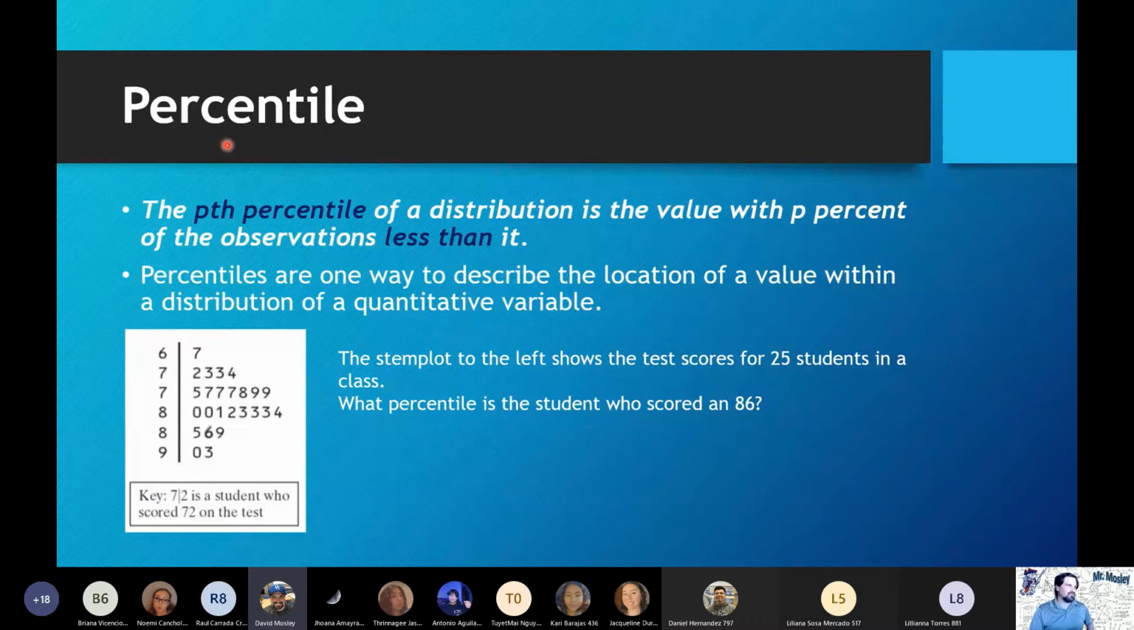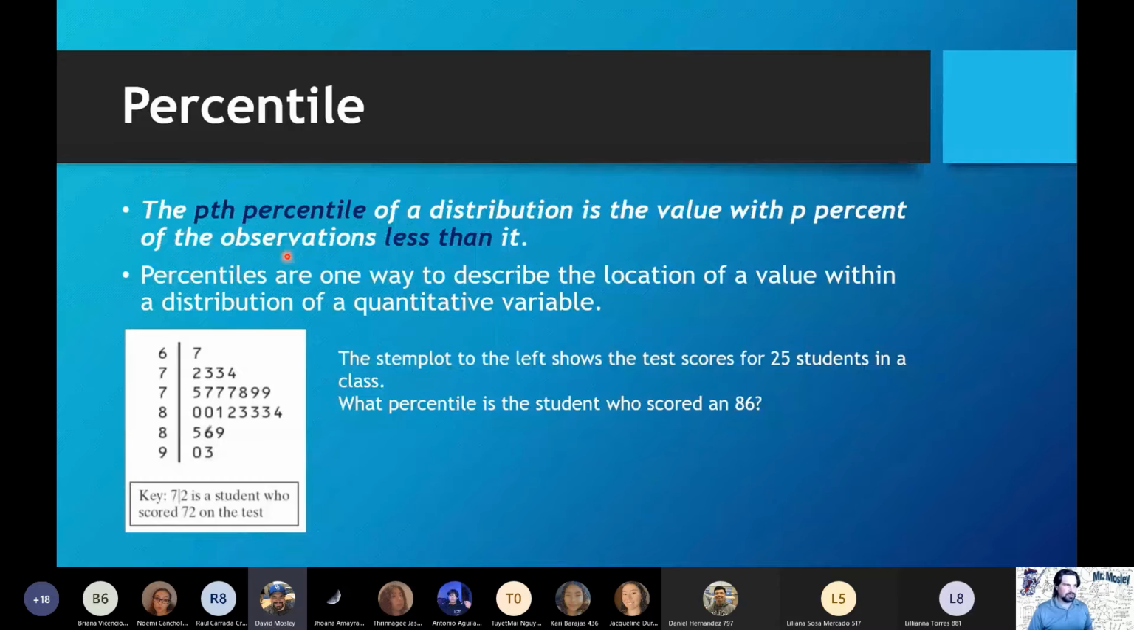First thing we have is just a definition of percentile. The p percentile of a distribution is the value with p% of the observations less than it. Percentiles are one way to describe the location of a value within a distribution of a quantitative variable. So when I'm at the 25th percentile, what this definition means is that 25% of the values are less than that point.